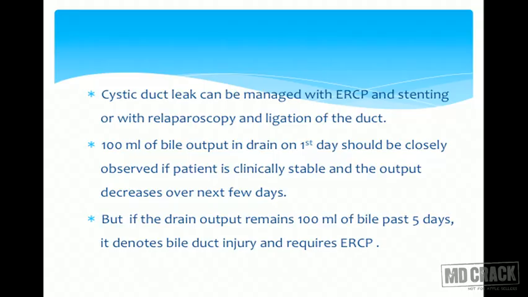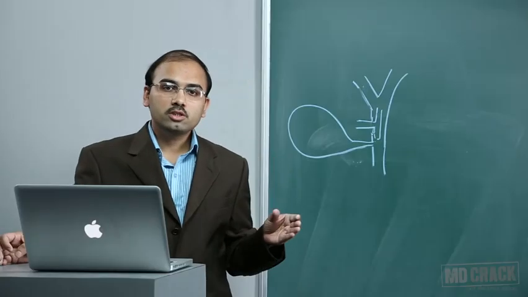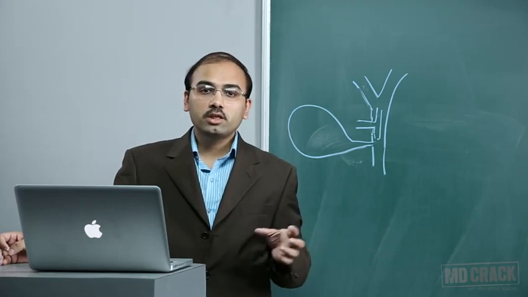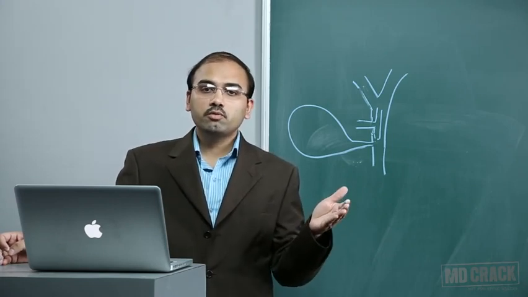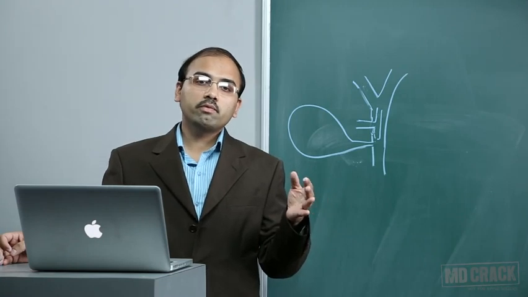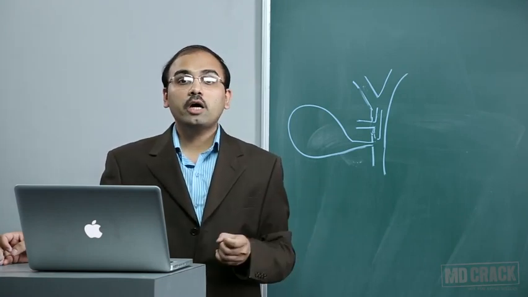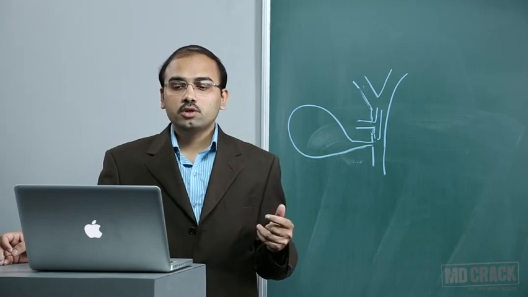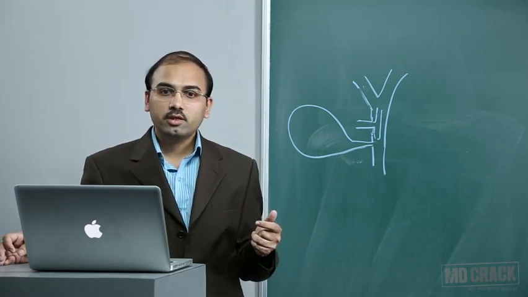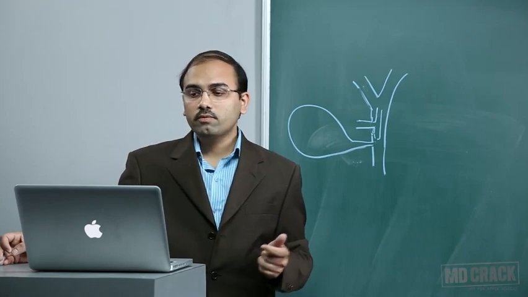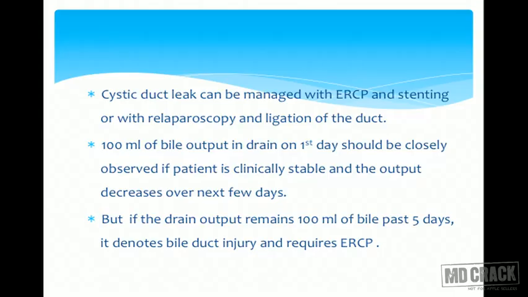So cystic duct leaks can be managed with ERCP and stenting or re-laparoscopy and ligation of the duct. This is very important because they may give you a clinical scenario. If the patient presents after 4 days with fever and ultrasonography detects a small collection, what will be the appropriate line of management? Cystic duct leaks are suspected, which most commonly occur on the 4th or 5th day. They should be managed with ERCP and stenting, or they can be managed with re-laparoscopy and ligation of the duct.